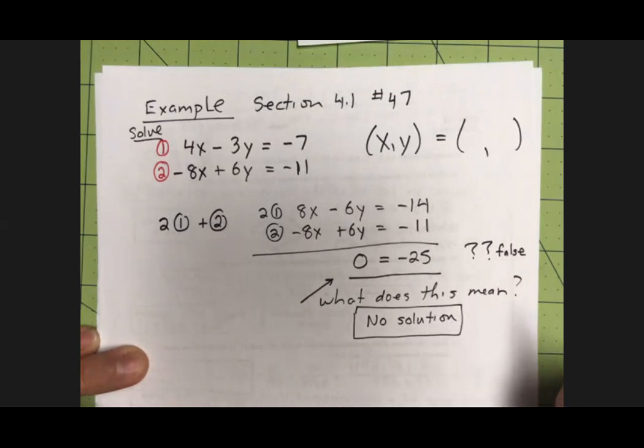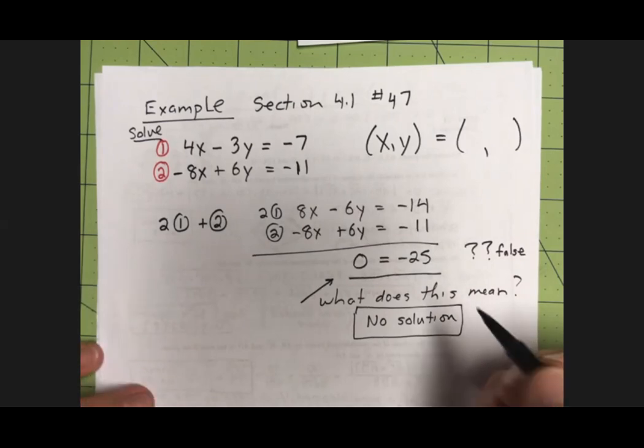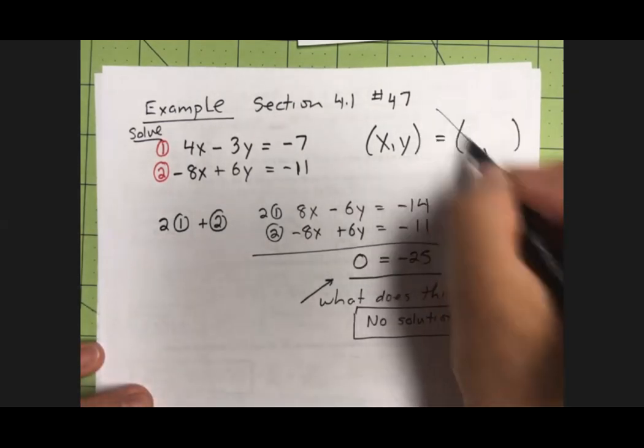So are those lines parallel then? And that's the conclusion. They must be. What are the only two lines in the universe that never touch? They must be parallel. So there's no solution.